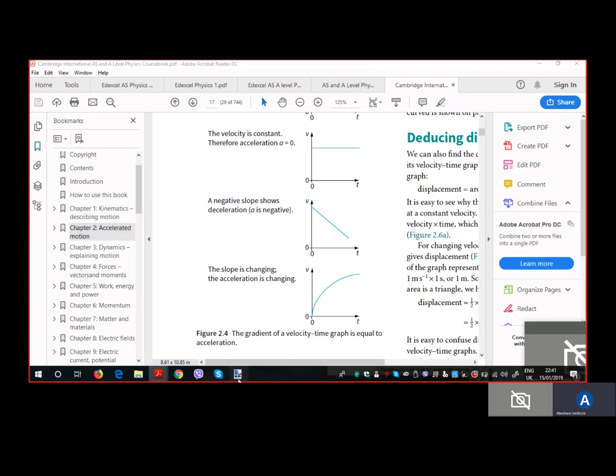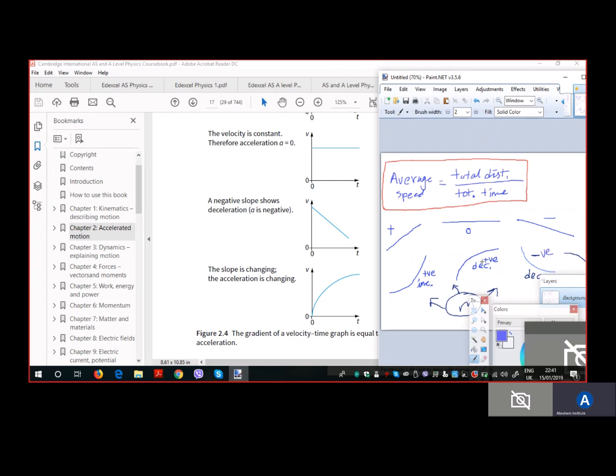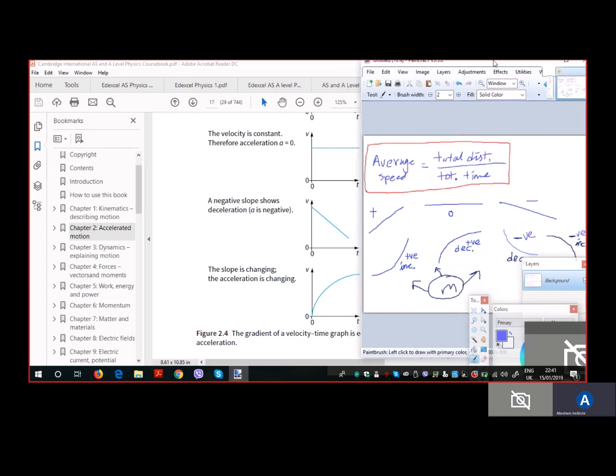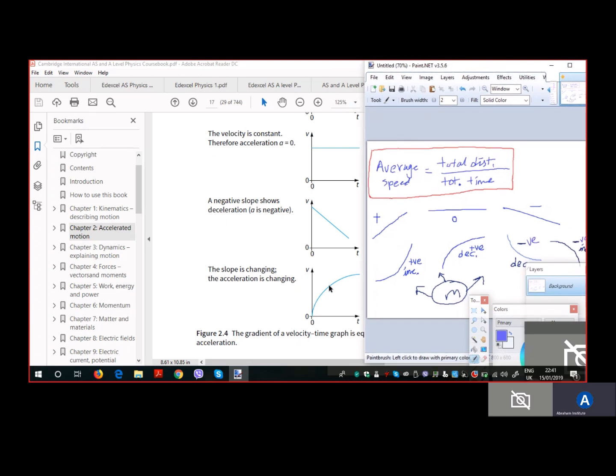First thing is the gradient gives the acceleration. So what type of gradient is it? Positive. The entire time the gradient is positive, because if you draw a tangent here, here, or anywhere, it will look like this. It's sloping upwards, so that means it's positive. Acceleration is positive. But what else can you say? You see the velocity is increasing, but the acceleration is decreasing.